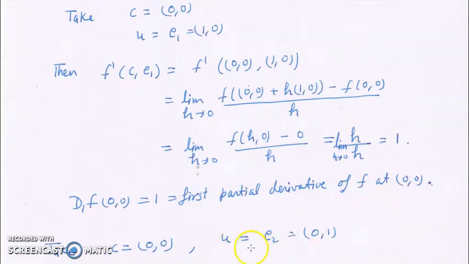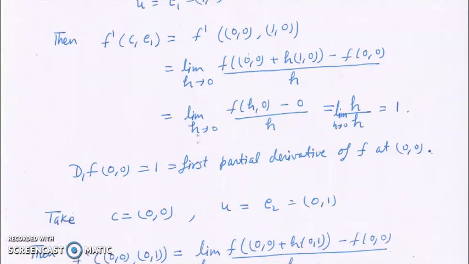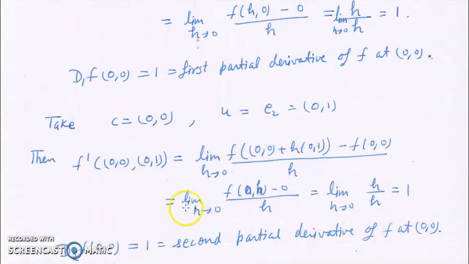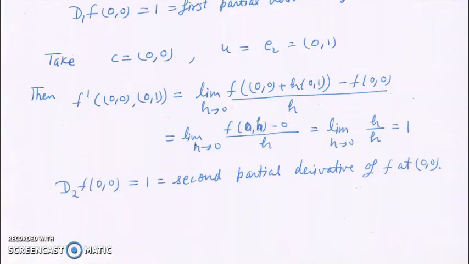Now take u to be e2. That is the second partial derivative we are going to determine. f'((0,0); (0,1)) is the limit as h goes to 0 of [f((0,0) + h(0,1)) - f(0,0)] by h, and this is the limit of [f(0, h) - 0] upon h, so it is the limit as h goes to 0 of h by h, which equals 1. So again D_2 f(0, 0) is 1, that is, the second partial derivative of f exists and its value is 1.